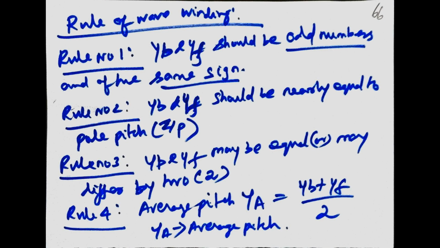Rules of wave winding. YB and YF should be odd numbers and of the same sign. YB and YF should be nearly equal to the pole pitch, that is, Z divided by P. YB and YF may be equal or may differ by 2. The average pitch YA is equal to YB plus YF divided by 2.